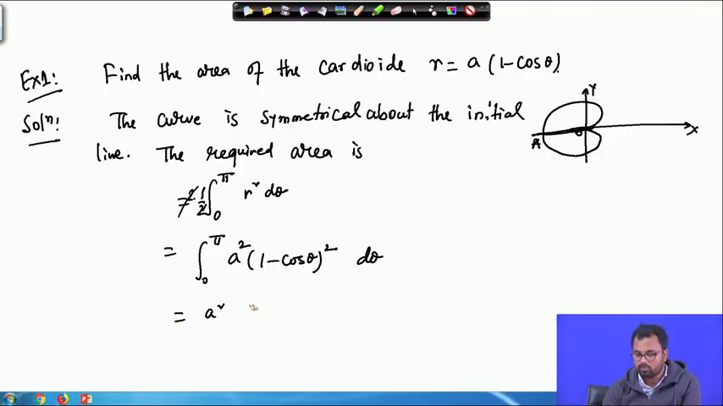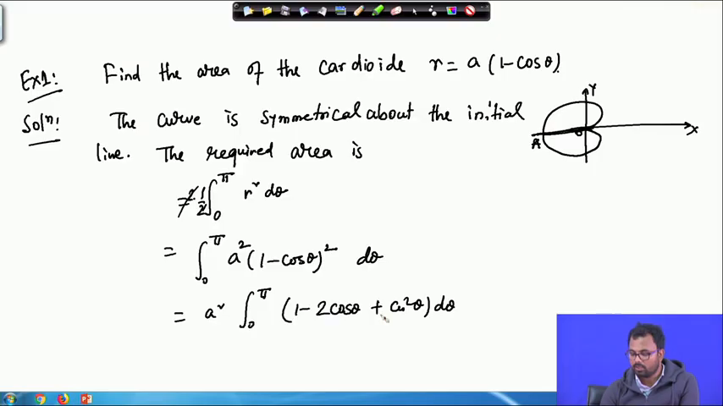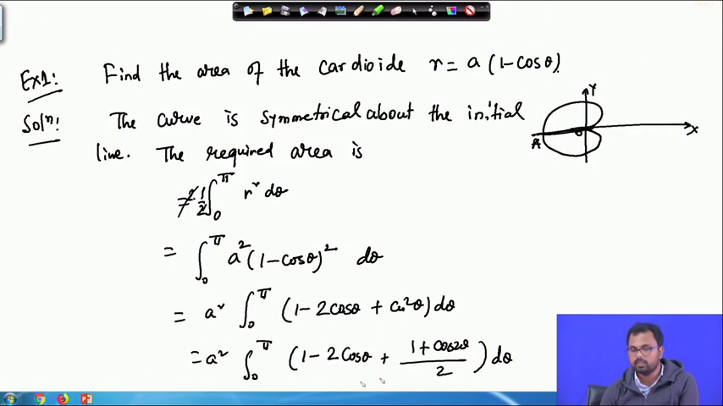So, this will turn out to be integral from 0 to pi of (1 minus 2 cos theta plus cos square theta) d theta. Now, I can write 1 by 2 here, and then this will reduce to 1 minus 2 cos theta plus (1 plus cos 2 theta) by 2. Now, evaluating this integral is fairly easy. I am pretty sure you will be able to evaluate it.